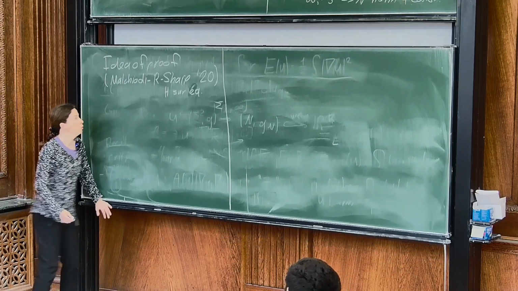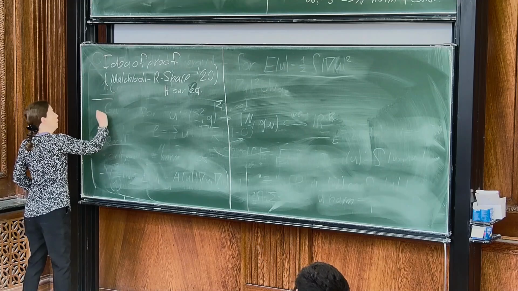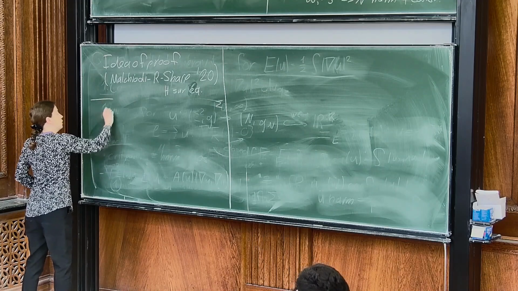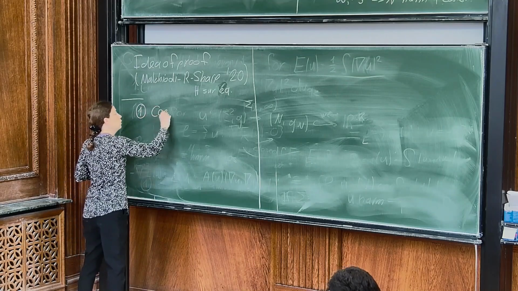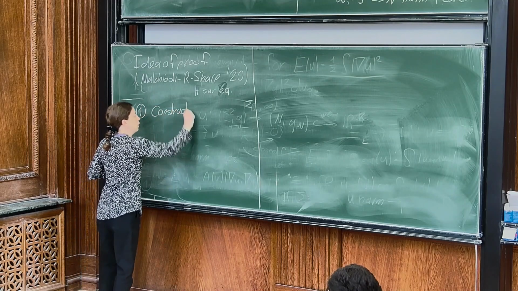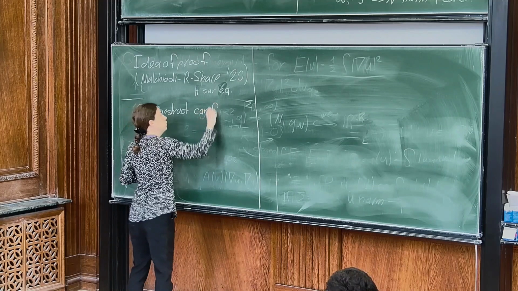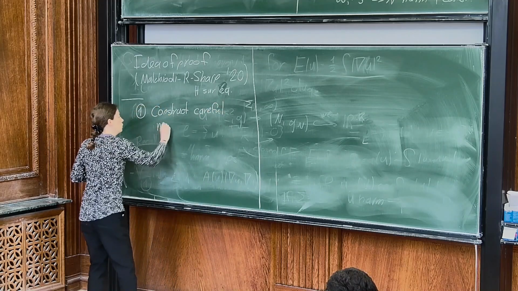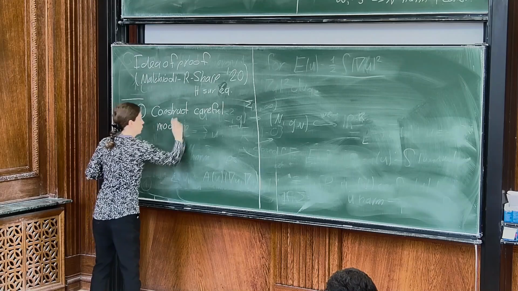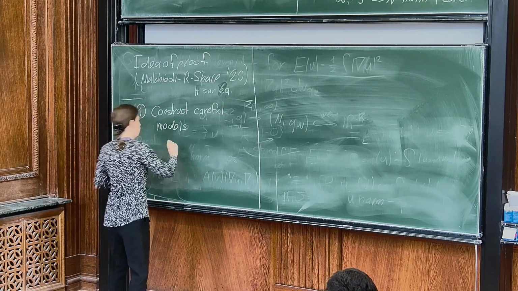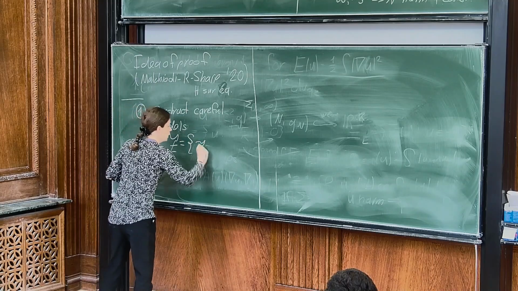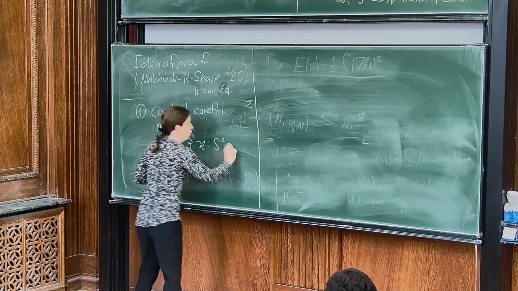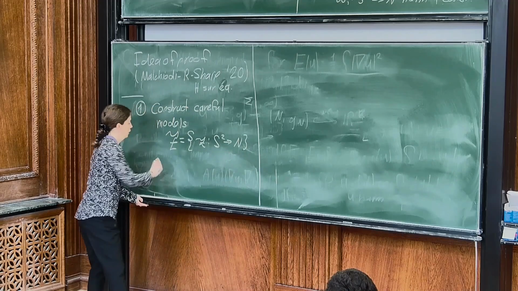So what we're showing is that we can, step one, design and construct very careful models. I'm going to call this big set, maps from S2 to N of bubble trees.